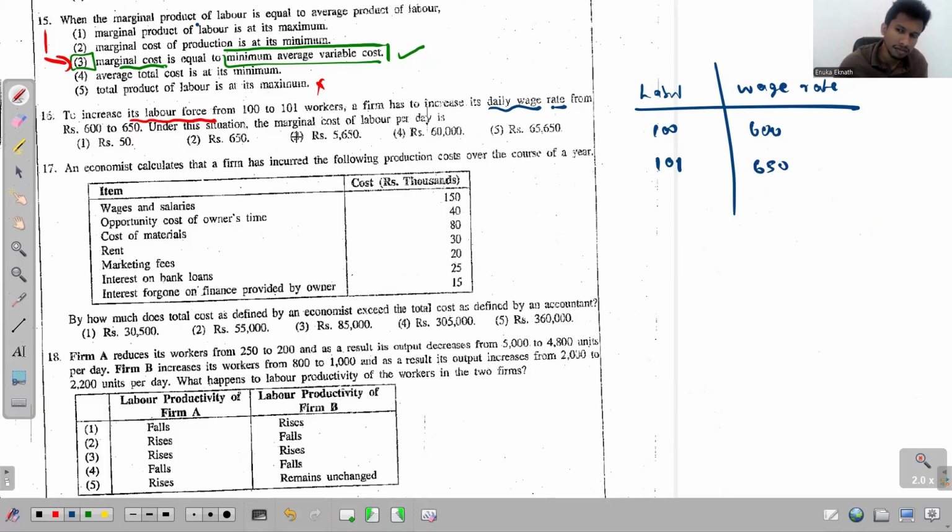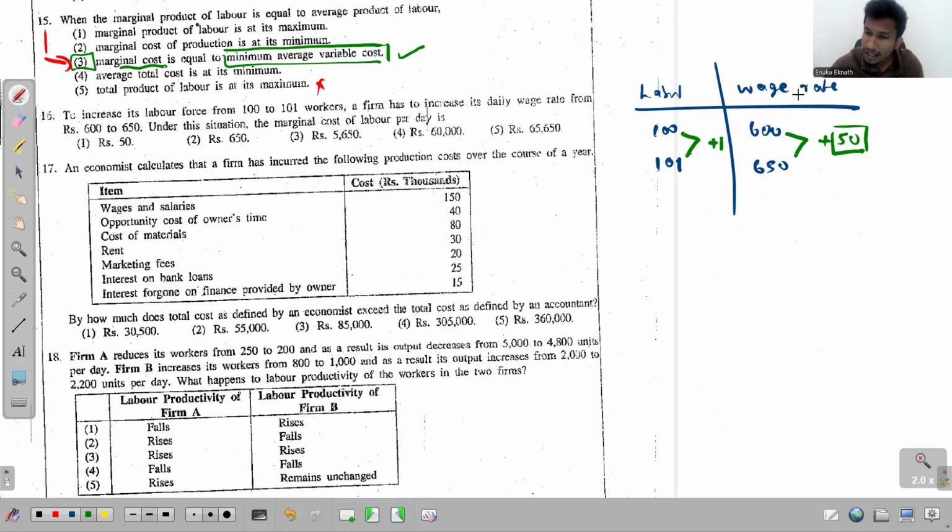Under this situation, the marginal cost of the labor per day. What's the meaning of the term marginal? When they increase the labor by one more unit, the wage rate increases by 50. And if you are in the exam and you see that 50, you just select that to be the answer.